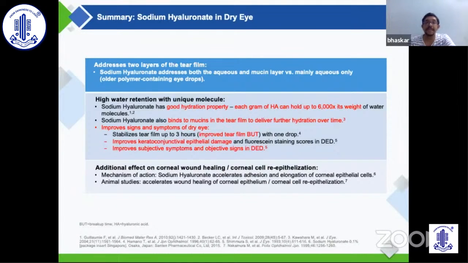In addition, with respect to specific corneal wound healing and corneal epithelial regeneration, it seems to be playing an important role. So to a certain extent, for post-surgery patients, like what the previous speaker said in terms of post-LASIK or post-cataract surgery, this might be a useful lubricant to use.